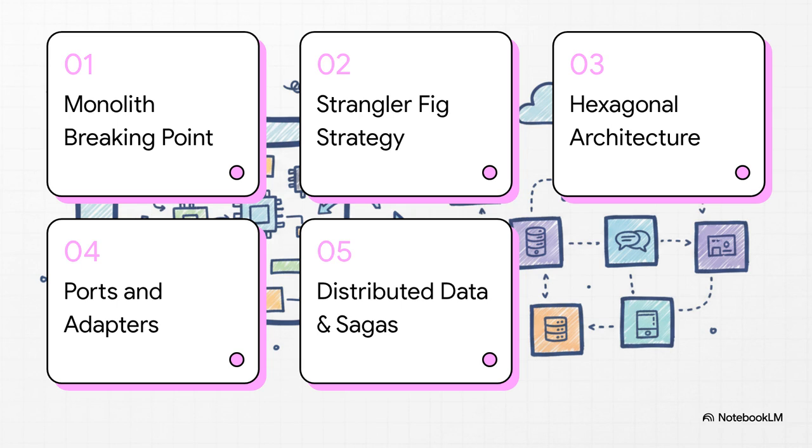We'll hit the monolith breaking point, the strangler fig strategy, hexagonal architecture principles, ports, adapters, and boundaries, and finally, distributed data and sagas. Let's get right into it.